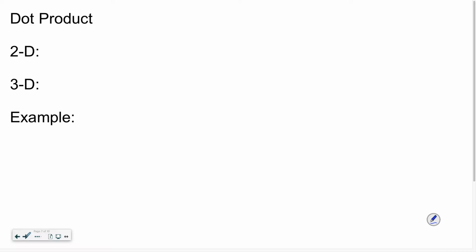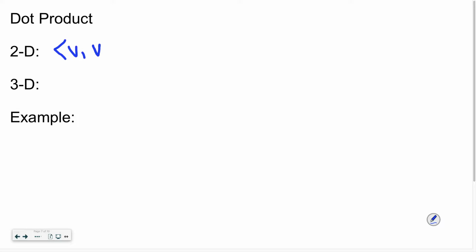The dot product. This is one of my favorites. The dot product. And remember, I told you there's two different ways to multiply vectors. One is the dot product. Tomorrow, we get to look at the second one, the cross product. Okay, so the dot product.